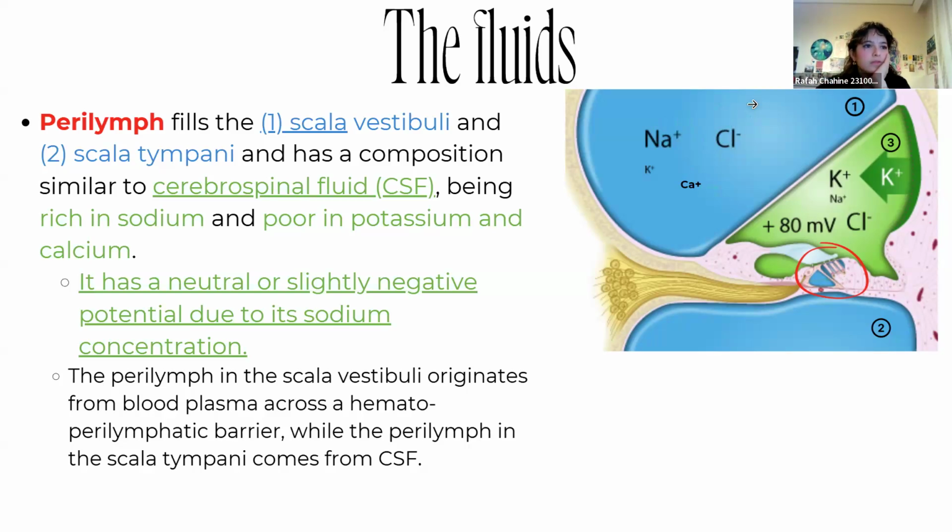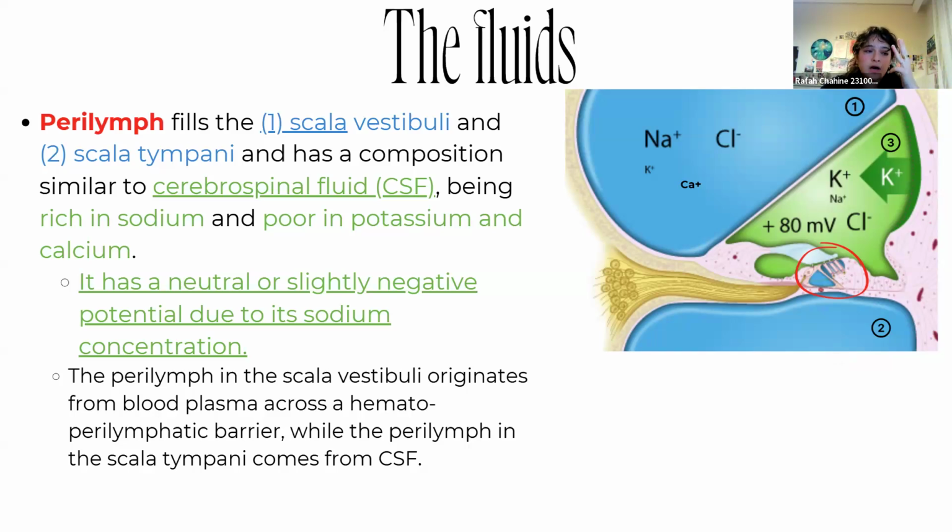That's it. But the perilymph in the scala vestibuli specifically originates from the blood plasma across the hematoperilymphatic barrier. Nothing much to explain here. This is just a memorization kind of thing. So, perilymph in the scala vestibuli comes from the blood plasma across the hematoperilymphatic barrier. In the scala tympani, which is number 2 over here, it comes from the CSF directly. Okay? So that's it for perilymph. Perilymph in the scala vestibuli and tympani is very close to CSF, meaning very high in sodium and chloride, very low in potassium and calcium.